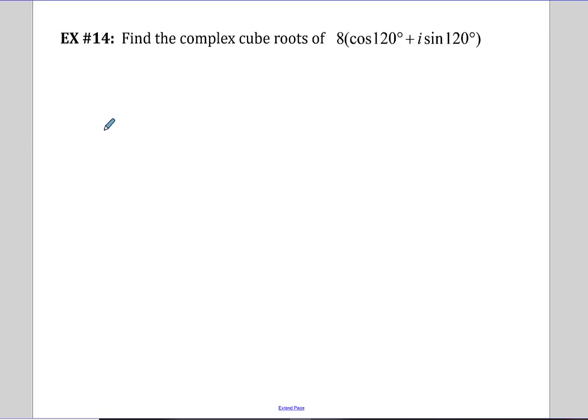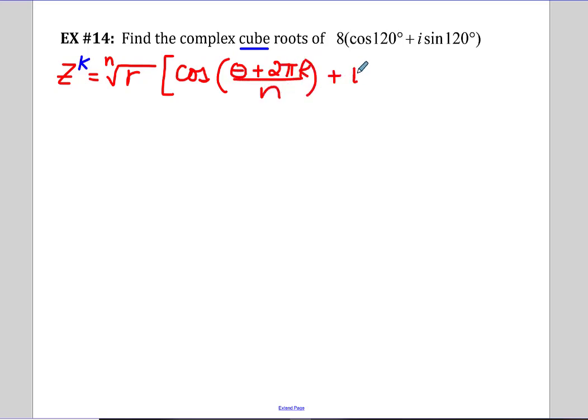So we want to find the complex cube roots of 8 cosine 120 plus i sine 120. So we said the rule was, let's write the rule here. Z to the k. So we're going to find the cube roots. So that would be r to the n cosine theta plus 2 pi k over n plus i sine theta plus 2 pi k over n. So there's our roadmap for our rule to follow.